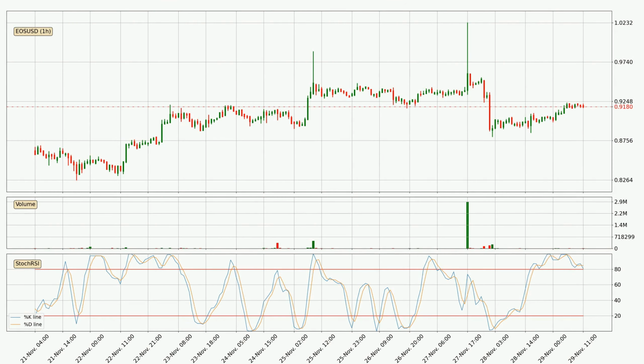Moving to the hourly stochastic RSI, both the %K and %D lines are in the higher region, which means that the price is getting overbought and soon a trend change or at least some kind of consolidation could be expected. The K line is below the D line, which shows that the trend has shifted to the downside.